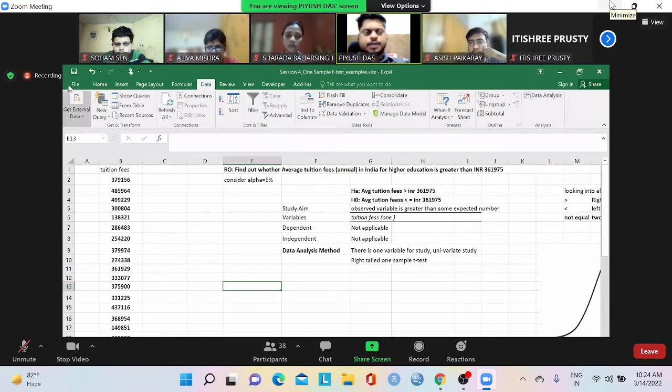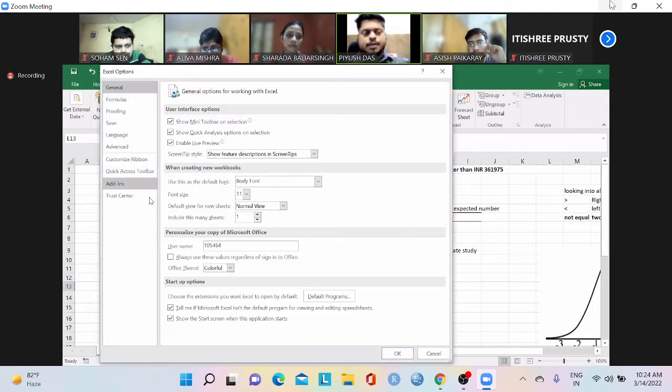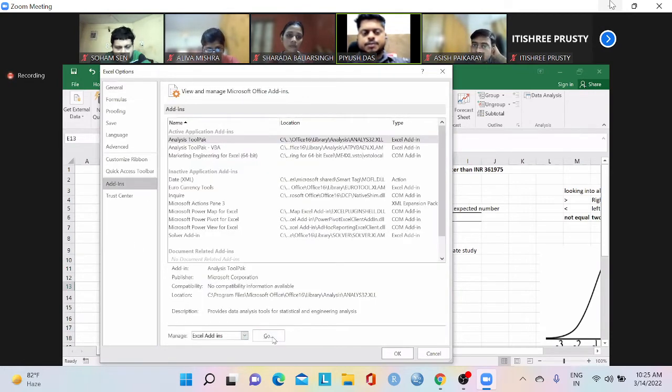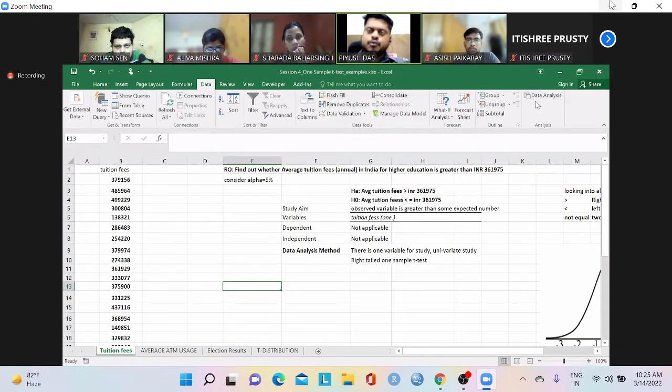If it is not there, quickly you can go to File, click on Options, then click on Add-ins. You can run the Excel Add-ins, go. If the checkbox is not highlighted, click that and run OK. Then you should get this option. In case some of you do not have this option in your Excel, most of it is already inbuilt and activated, so no need to worry about that.